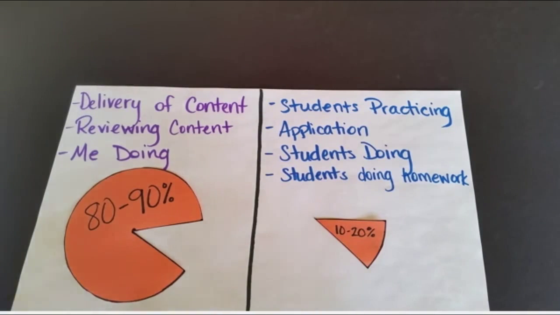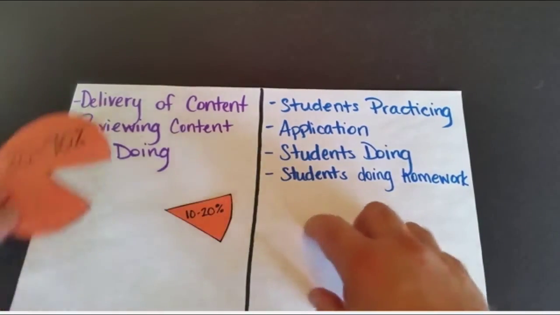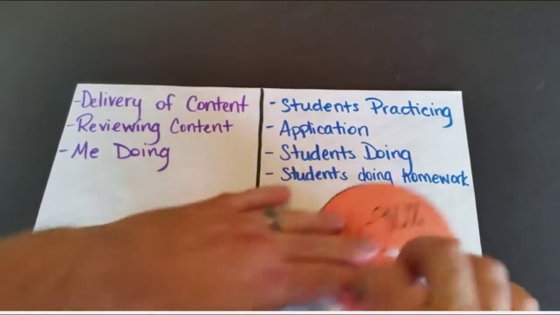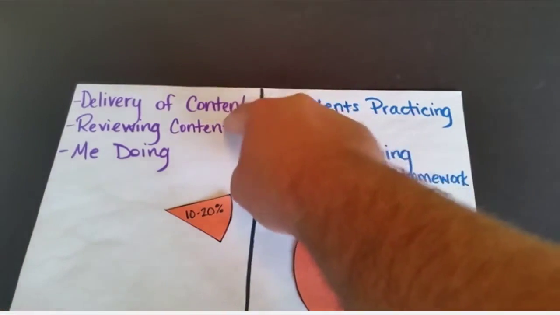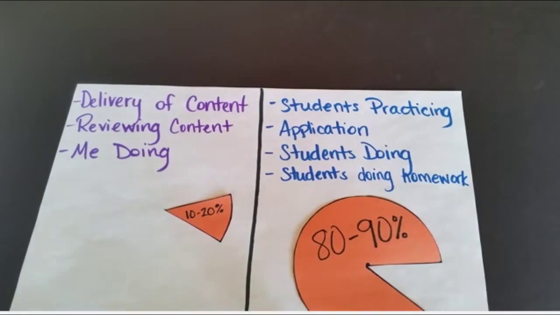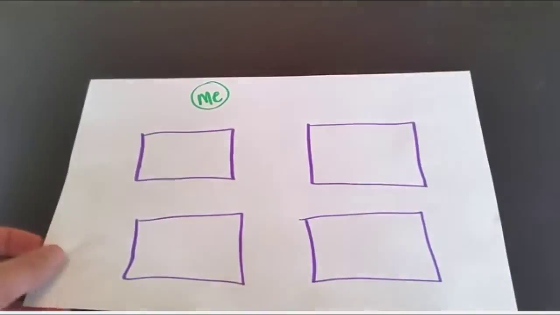So I wanted to find a way to change this percentage to where it was more like this: 80-90% of the time, students were practicing applying their skills, and that 10 to 20% of the time was based on lecture, delivery of content, or review of content. Because I feel that these can actually go over an application, but they don't always have to be in that long lecture format. So, what I chose to do is what's called flipping your classroom.